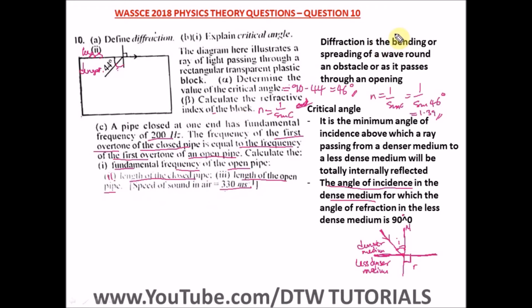Now it says a pipe closed at one end has a fundamental frequency of what? 200 Hz. This is the closed pipe. Closed pipe fundamental frequency, that is F0. So you state it, closed pipe fundamental frequency. Okay, let us write it in.